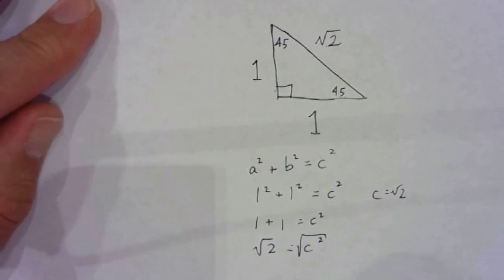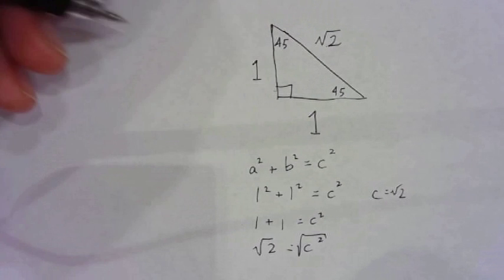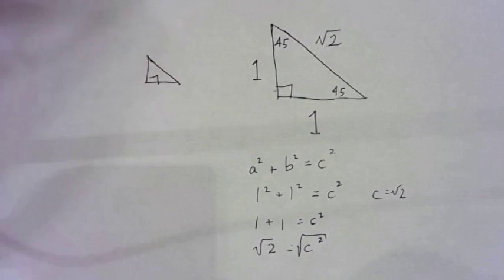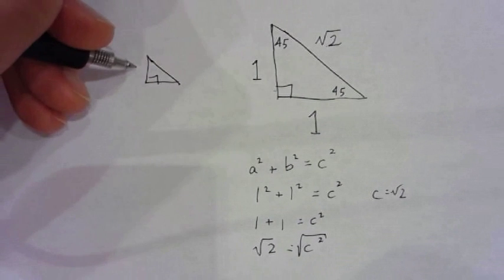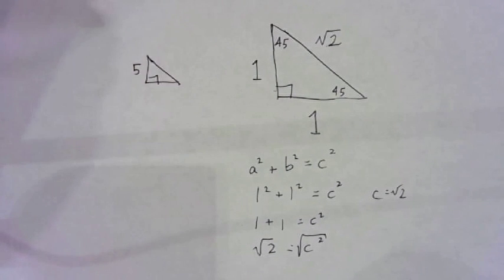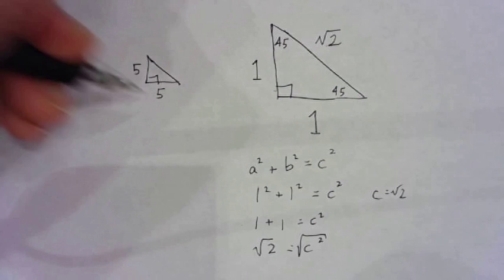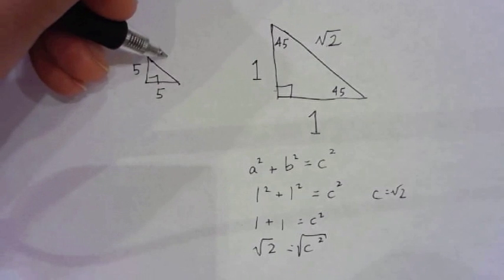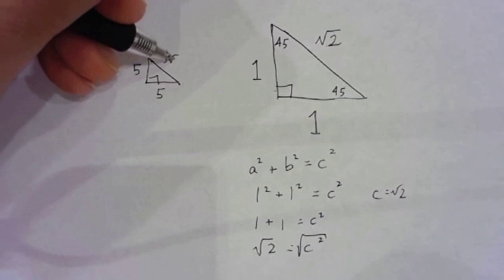So we have the sides 1, 1, square root of 2. To use the proportions, if I'm given a 45, 45, 90 right triangle, and I'm told that this side is 5, I know that this side is also 5, and I multiply by the square root of 2 to find the long side.